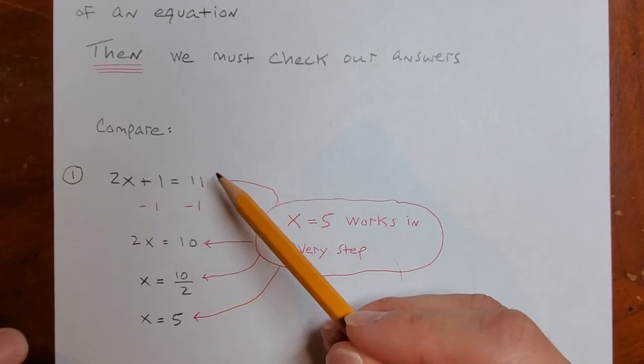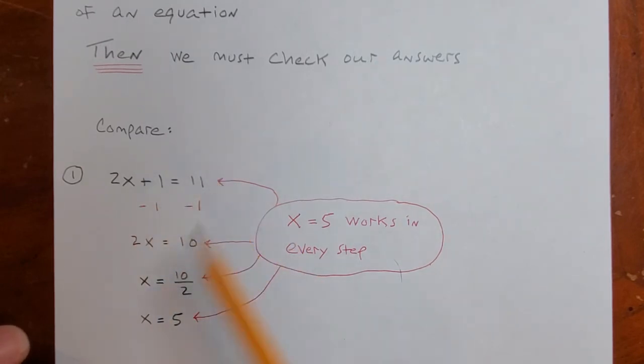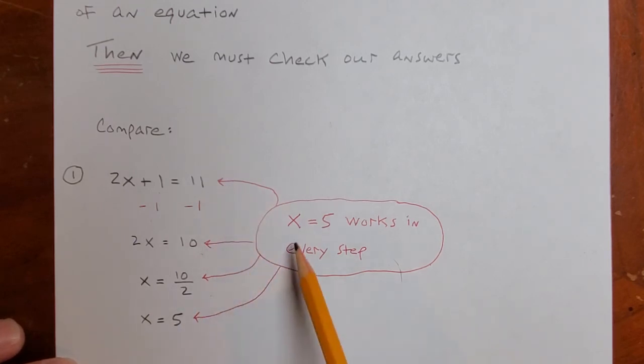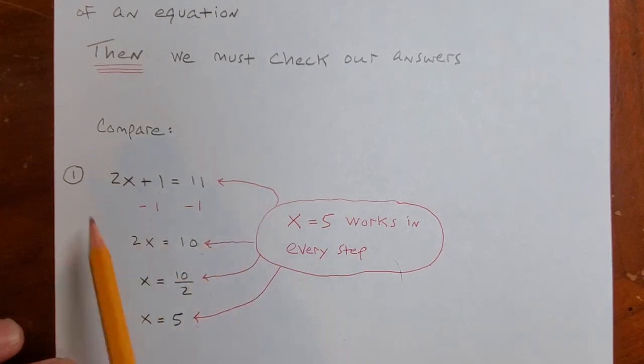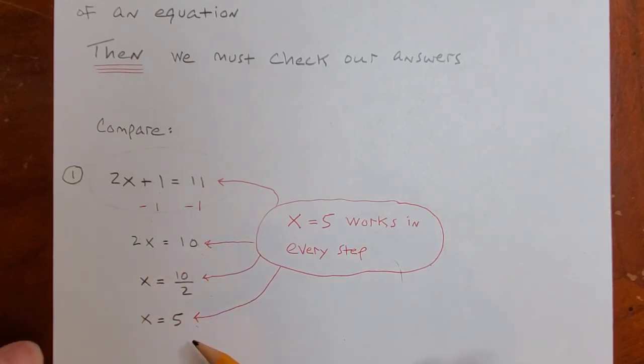Take this simple equation: 2x plus 1 is equal to 11. How would you solve that? Well, you'd subtract 1 from both sides. You'd get 2x is equal to 10. Then you'd divide by 2, and you get x is equal to 5. But I want you to notice something about that. 5 works in every single step. It works in the original one I'm trying to solve, but it works in every step along the way.